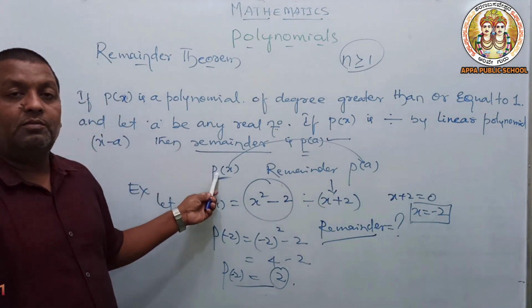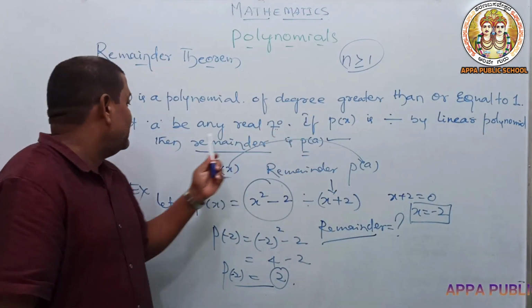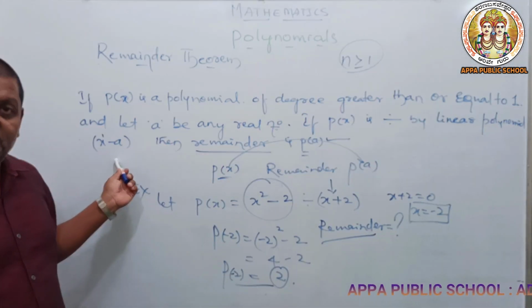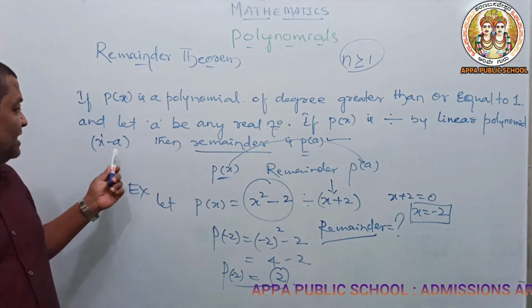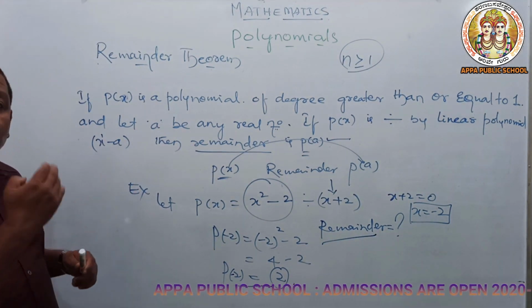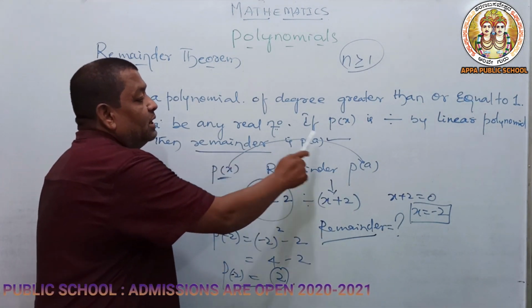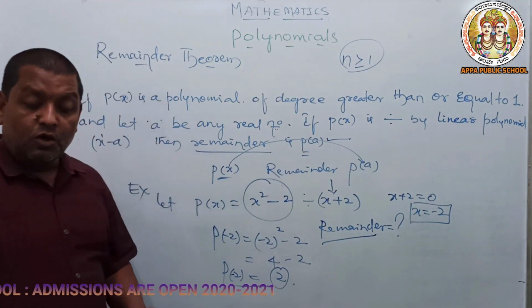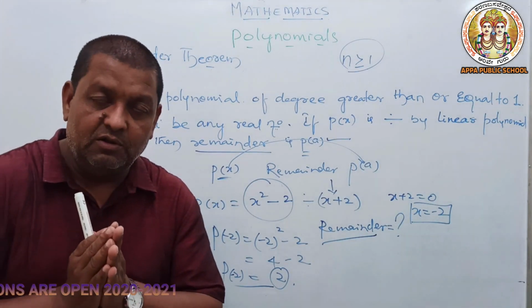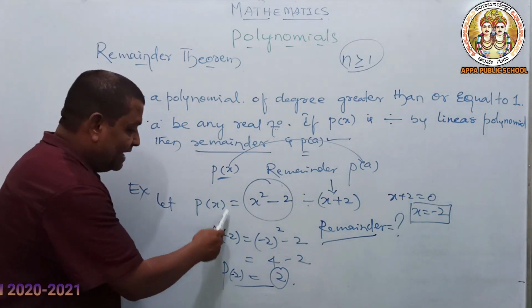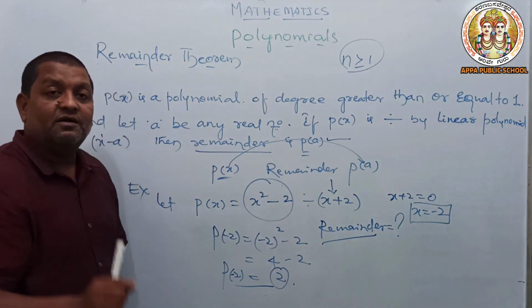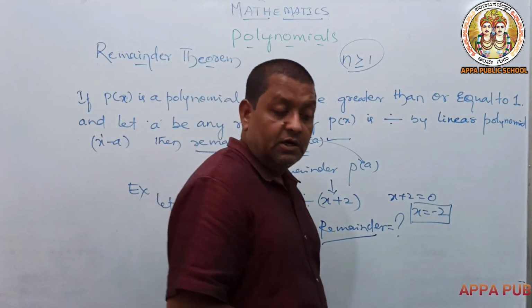If a polynomial is divided by the linear polynomial x minus a, and we equate x minus a equal to 0, then x is equal to a. Definitely the x value becomes a. So when you substitute the x value in the given polynomial like this, what you get is our remainder.